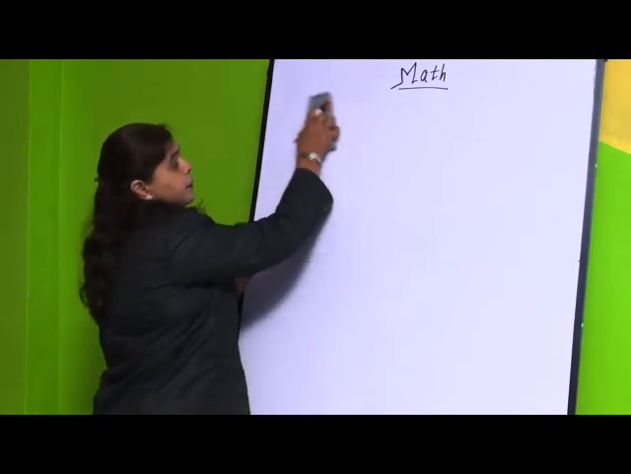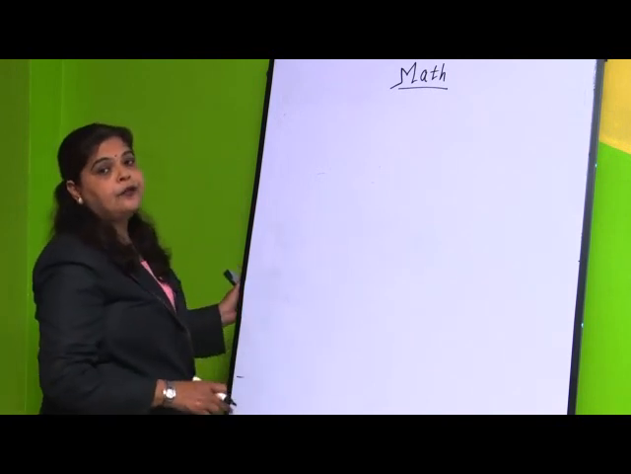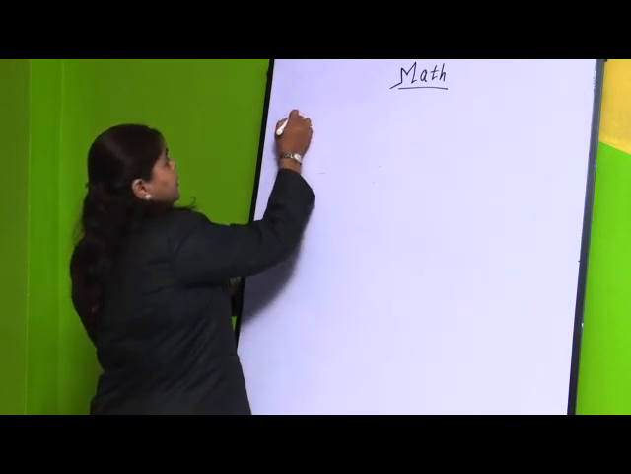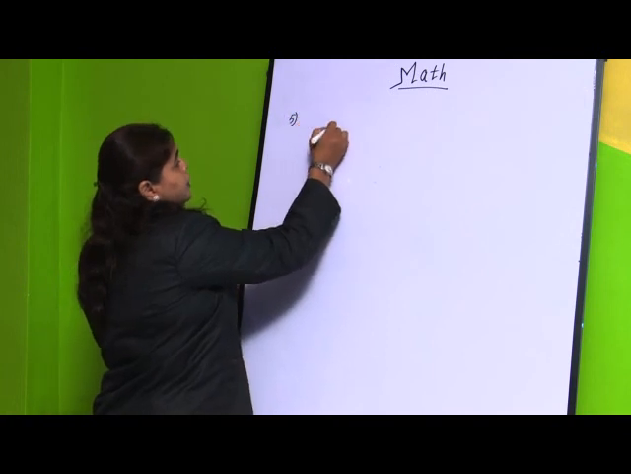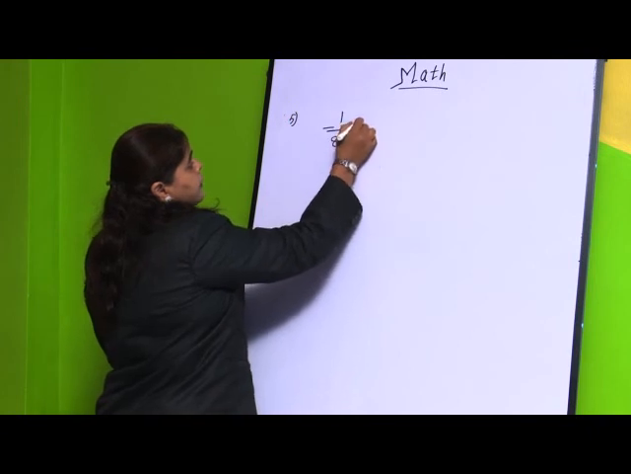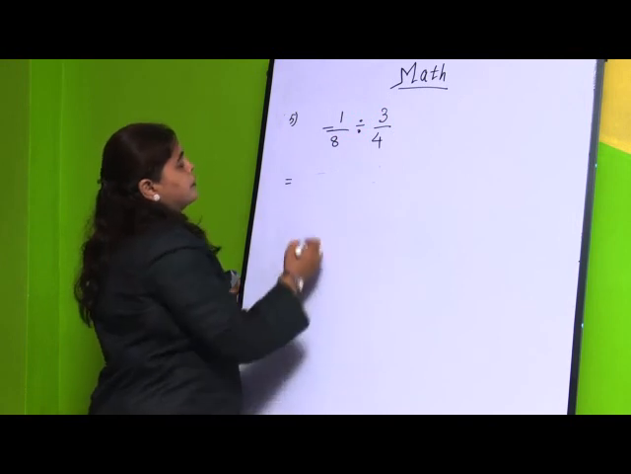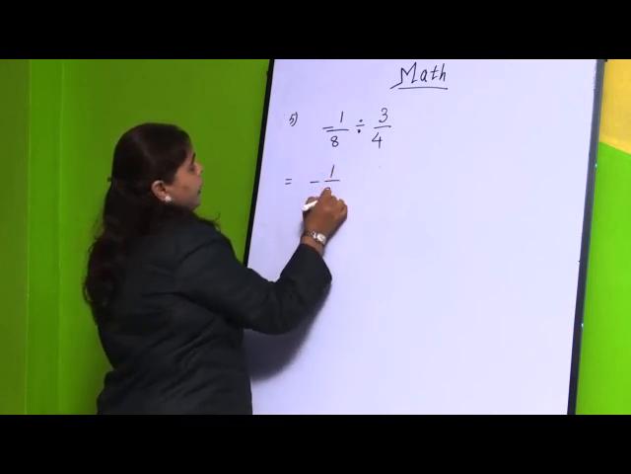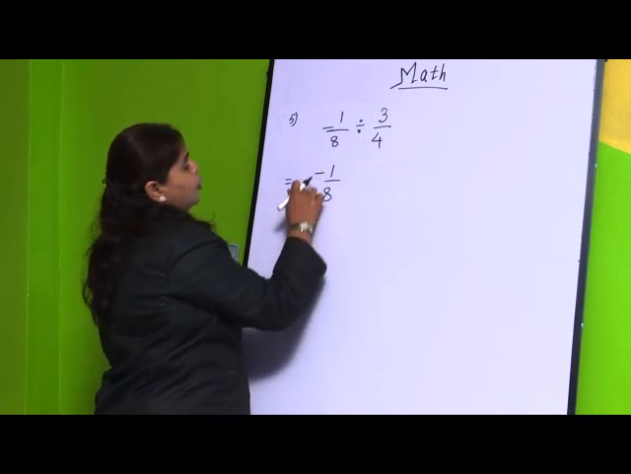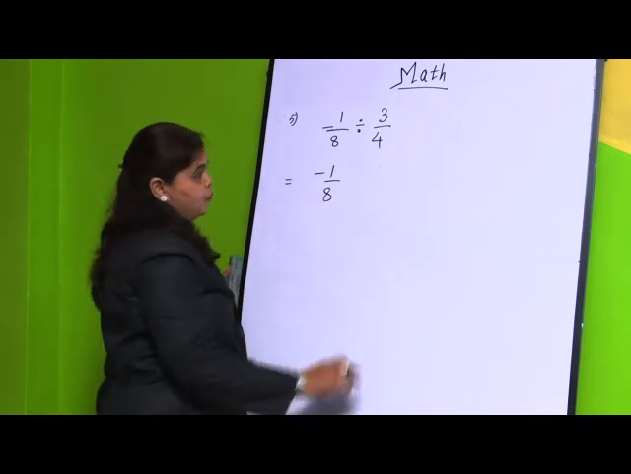We saw the example with a rational number and a whole number, or a whole number with a rational number. Now we have a rational number divided by a rational number. So minus 1 upon 8 divided by 3 upon 4. Now I will write it as it is, minus 1 upon 8. It belongs to the rational numbers, no problem if you write it here also.